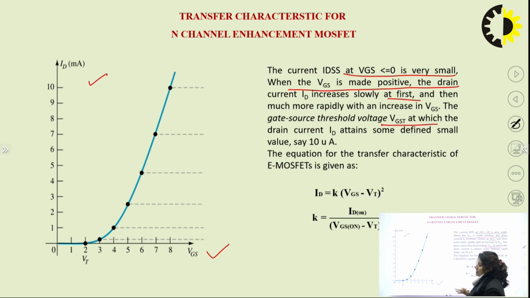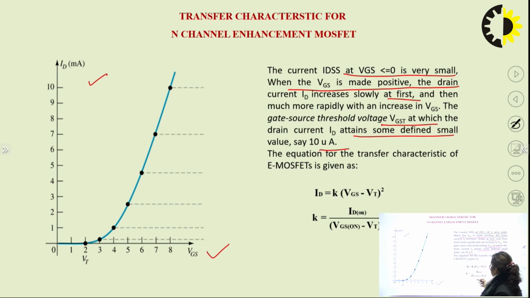So the first requirement is obviously that the gate source voltage must be greater than or equal to the threshold voltage. Only in that case the drain current will keep on increasing. Initially it will be slow, and after that it will increase rapidly. The drain current attains some defined value, say approximately 10 microampere.